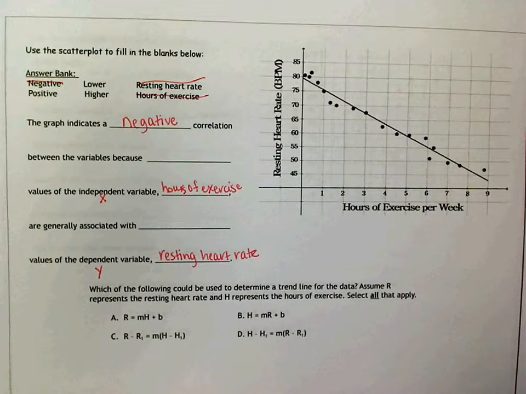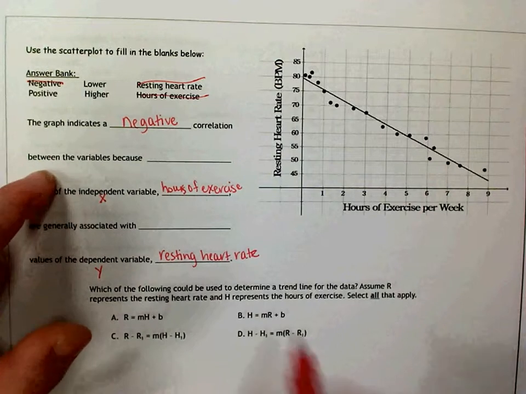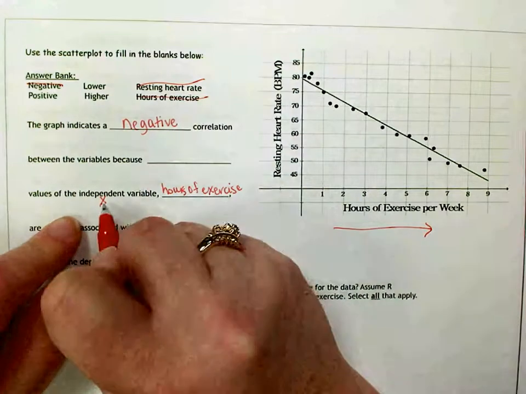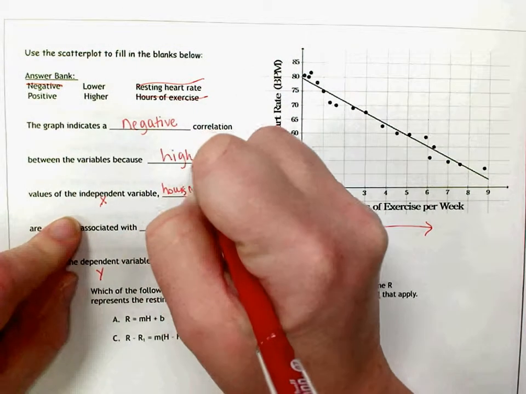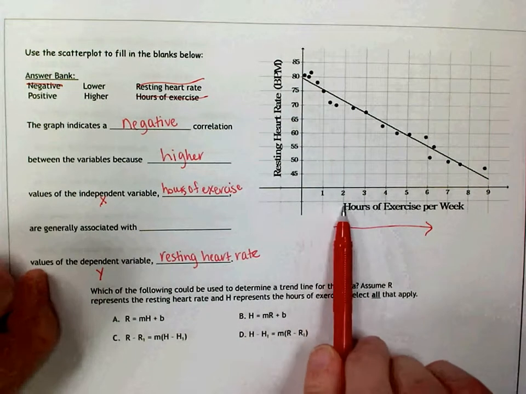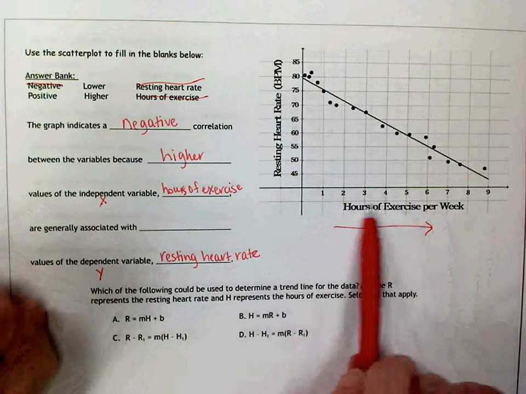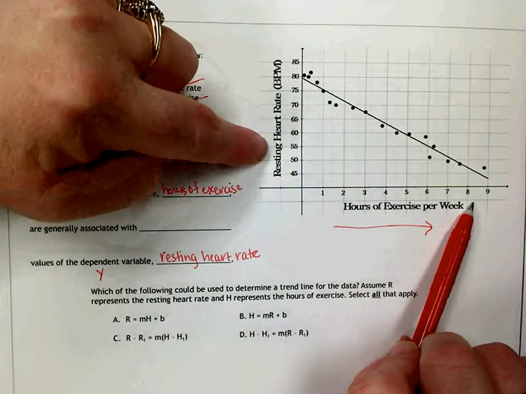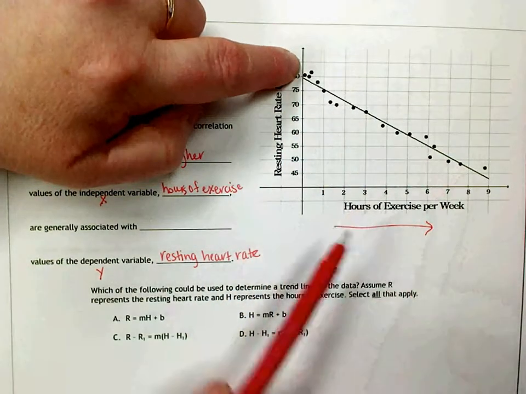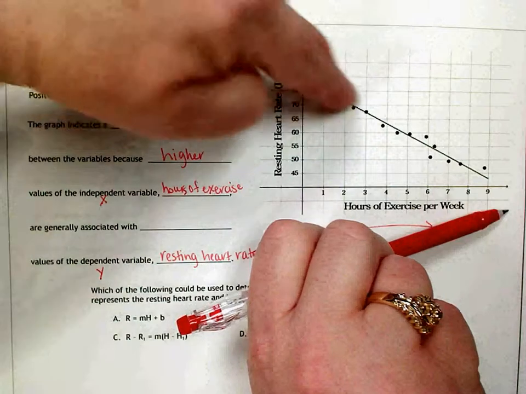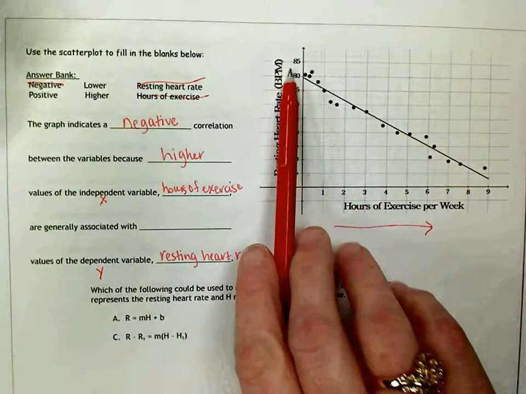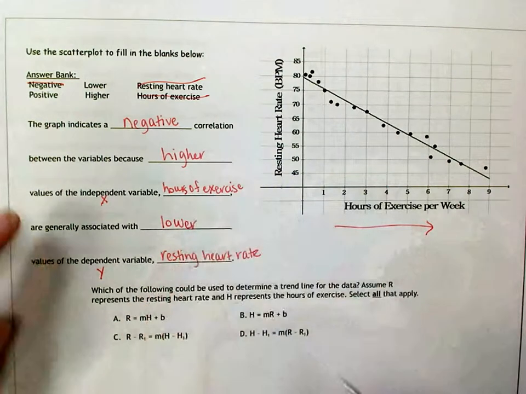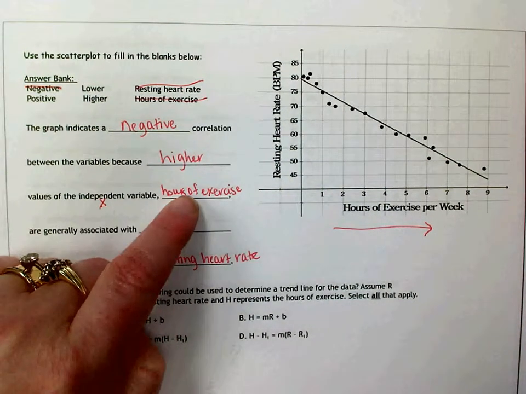Okay, so here, remember, you're always going to say your x is getting higher because we read from left to right. So your x is getting higher. What is happening as your hours of exercise is going up per week? Is your resting heart rate also going up, or is it going down? Well, since this is going downhill, as we read left to right, my more hours of exercise, my resting heart rate is getting lower. Higher hours of exercise give me lower resting heart rates.